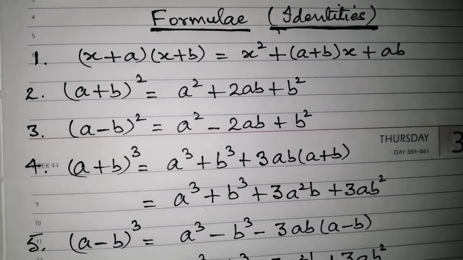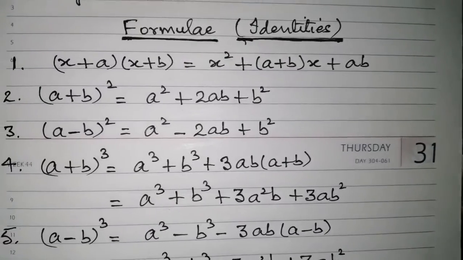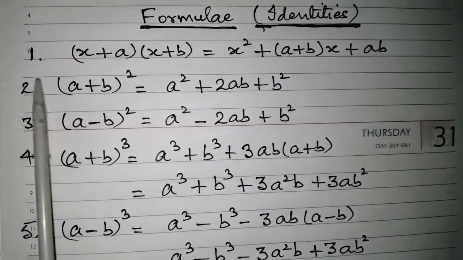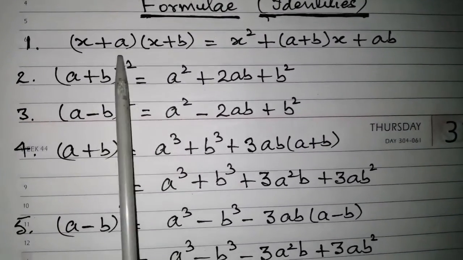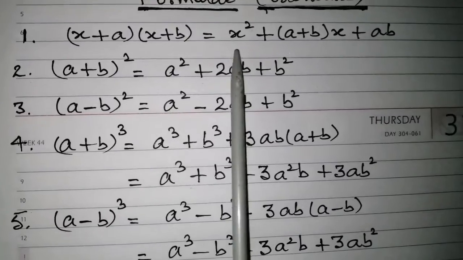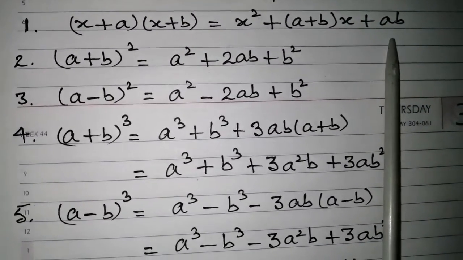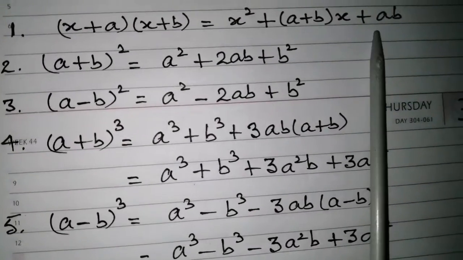They are all very important, so do learn them and do written practice. Write them at least 5 times so that you can remember them well. First is x plus a into x plus b. If you multiply x plus a with x plus b, that is equal to x square plus a plus b into x plus ab.